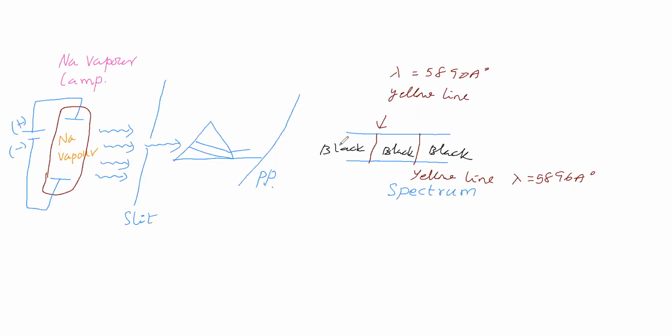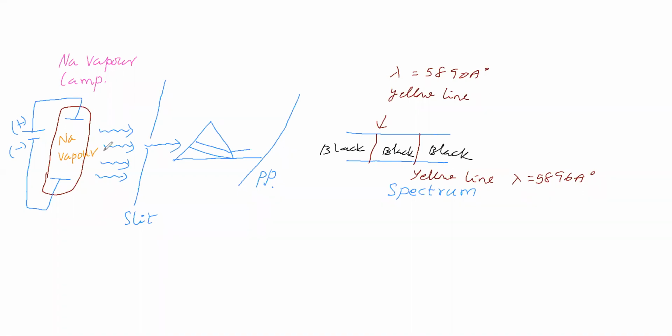Here and here? If some radiation fell over here, something would have appeared. Here no radiation fell, therefore it is appearing just black. So this spectrum indicates that it is emitting.